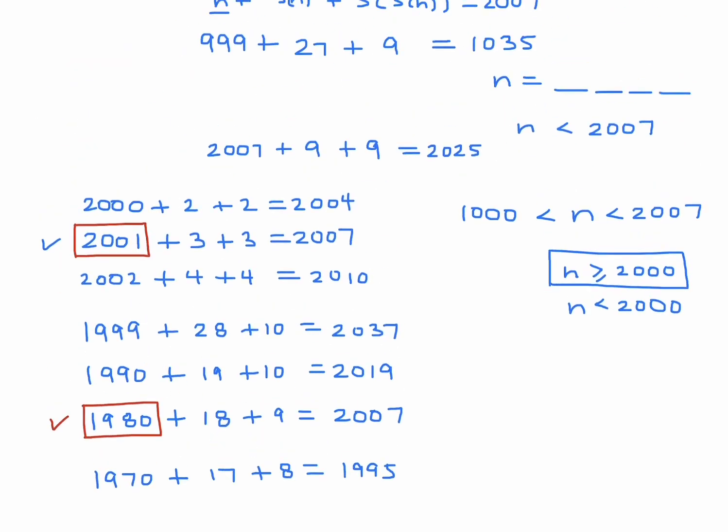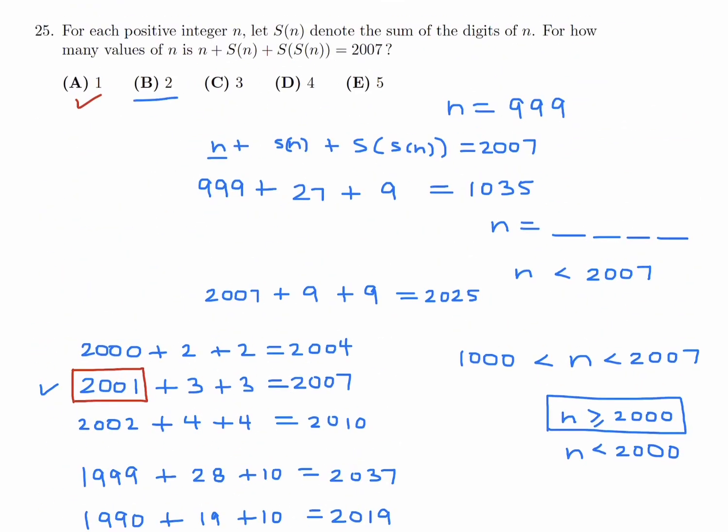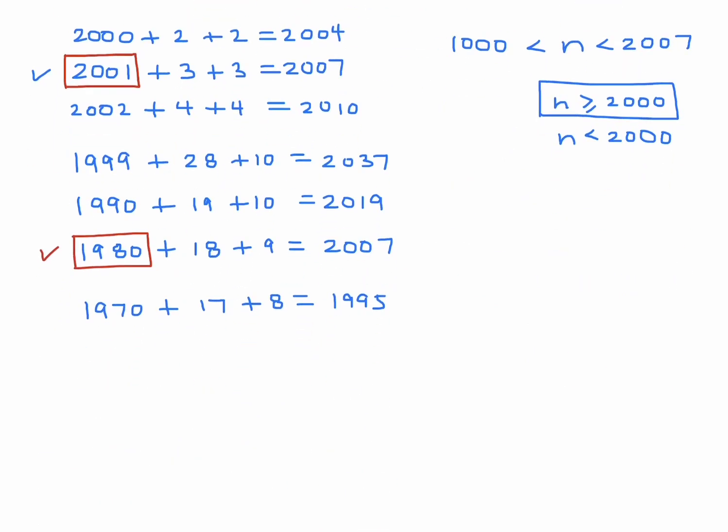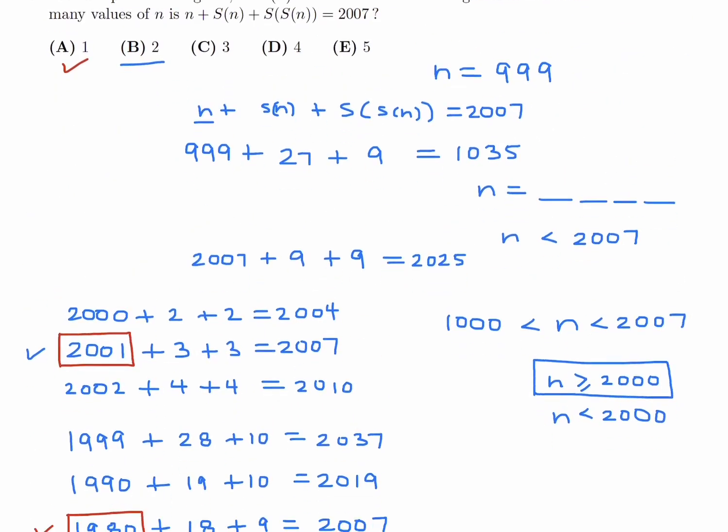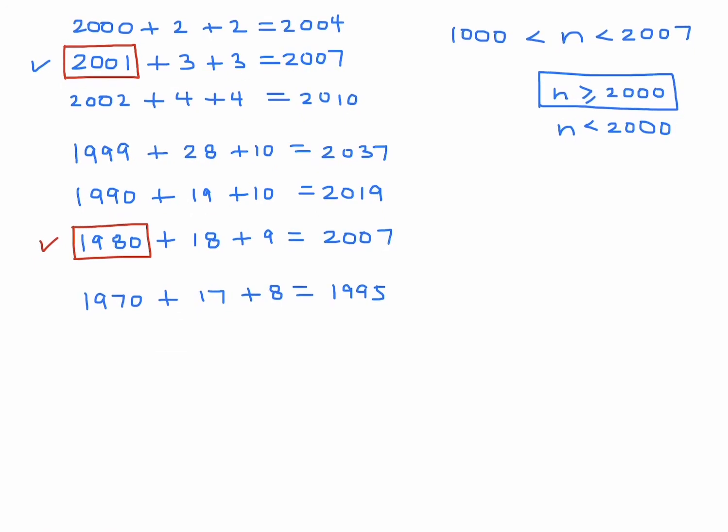Now, it's tempting to just say, okay, there's probably only two, let's choose B and move on. That's the final question on the contest. But the answer choices are actually 2, 3, 4, 5. They're going all the way up to 5. So that makes me think that there might be a couple more. So what I'm going to do is very quickly hover just around 1980.